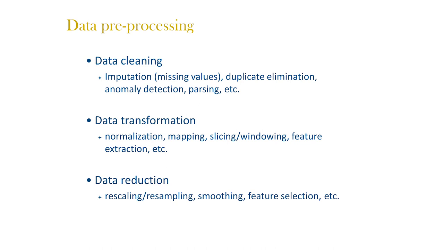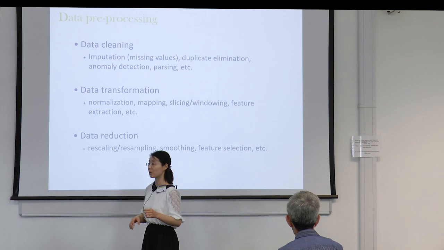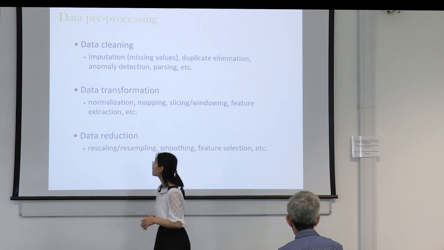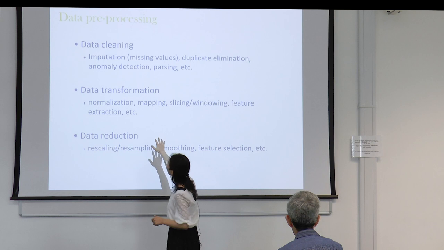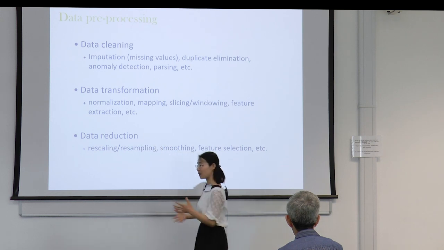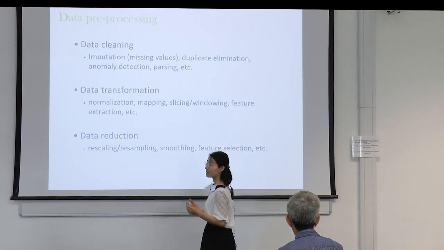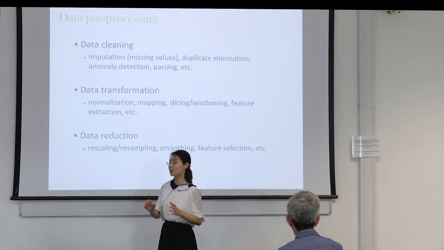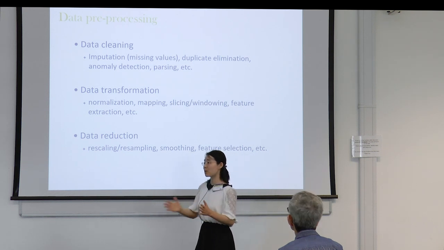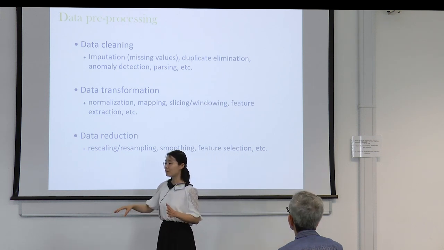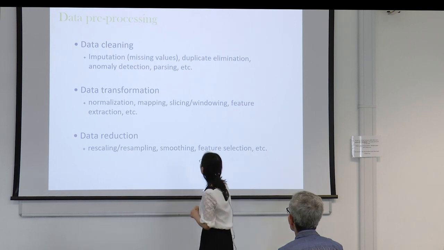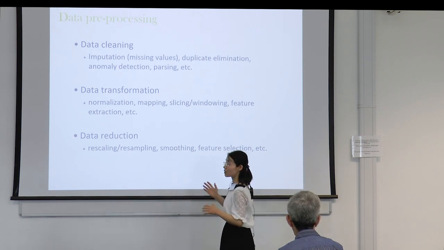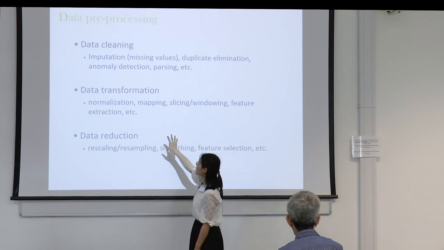And also anomaly detection, because some of the sensor modules might break. For example, we have a sensor box where the temperature is always below zero, and that's not possible at all. And for data analysis, depending on the algorithm you use, you might want to do some normalization, normalize your data to zero mean and one standard deviation. And you might also want to map your data to some other meaningful labels you want to have, and do window length slicing and feature extraction. So that's data transformation.